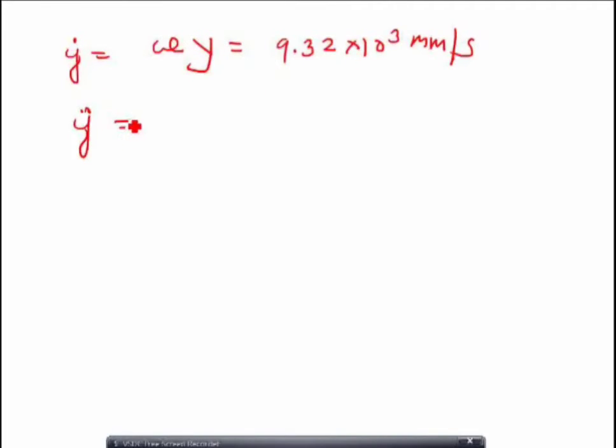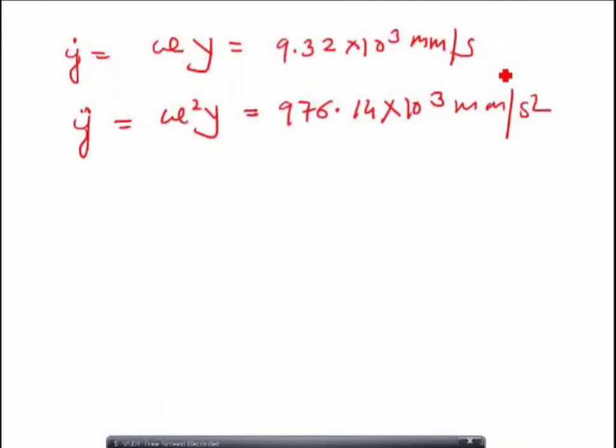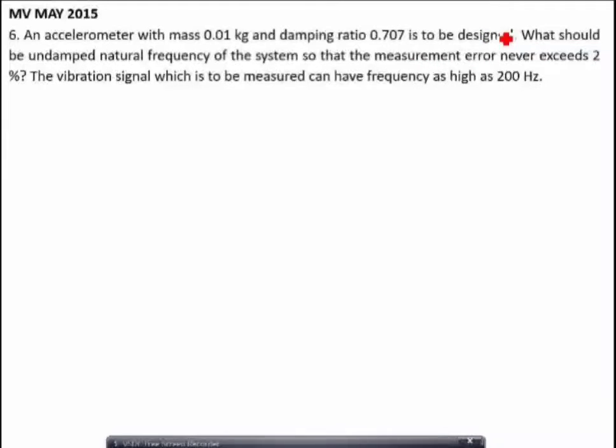Okay. So now once you got this, you can easily calculate y dot, which is equal to omega into y. That is equal to 9.32 into 10 raised to 3 mm per second. And you can also compute acceleration. Just write there, acceleration of the vibrating machine, y double dot, is equal to omega square into y. So this I am getting as 976.14 into 10 raised to 3 mm per second square. This is how we have to solve the problem.